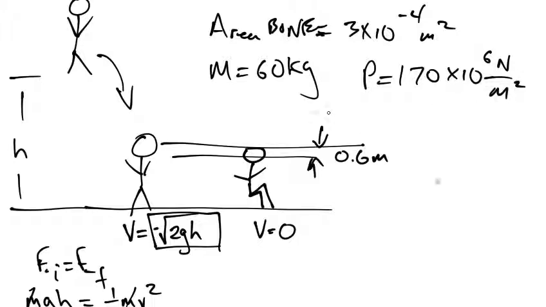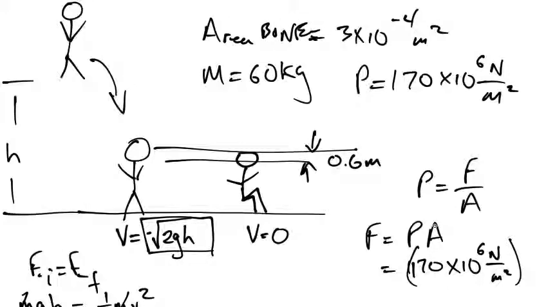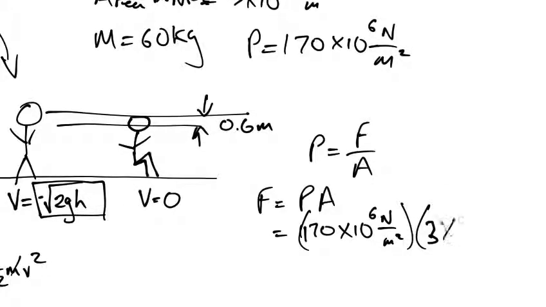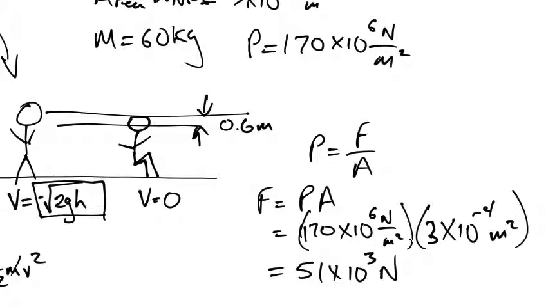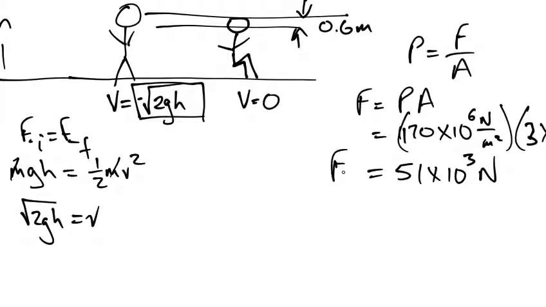Now, using the pressure equation, which is pressure is equal to force over area, we should be able to find the force that's going to break the leg simply by multiplying P times A, which is 170 times 10 to the power of 6 newtons per meter squared multiplied by 3 times 10 to the power of negative 4 square meters. And that gives us 51 times 10 to the power of 3 newtons. That's how much is going to break the leg. So let's write that down as F max.